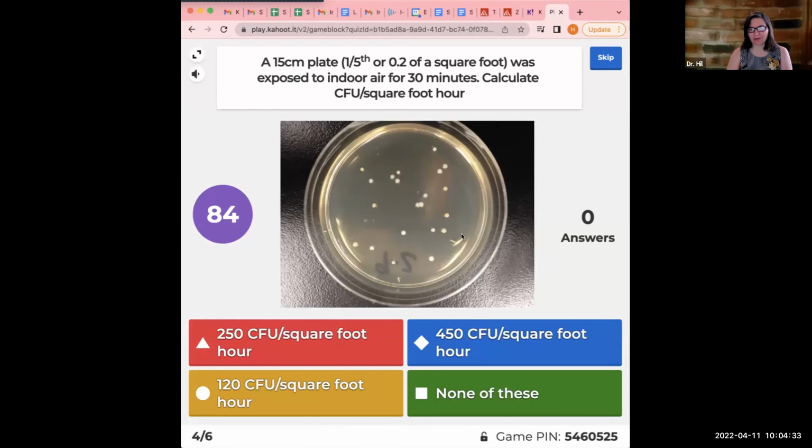This is the same plate as before that you counted 25 CFUs on. So now you have the area, exposure time. What's the CFUs per square foot hour?